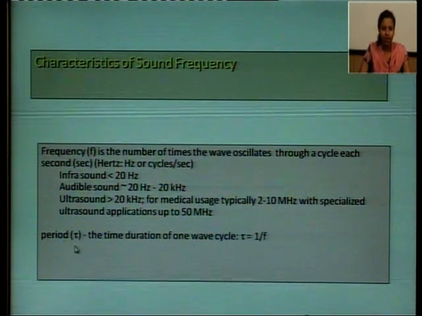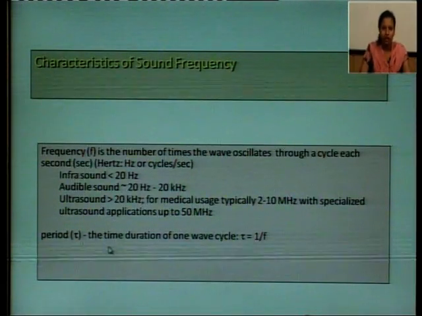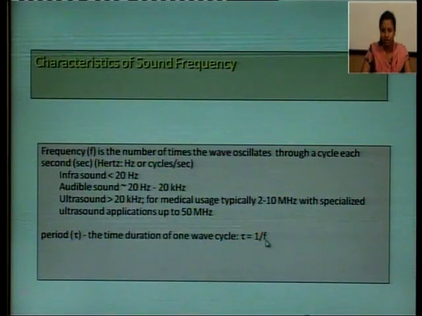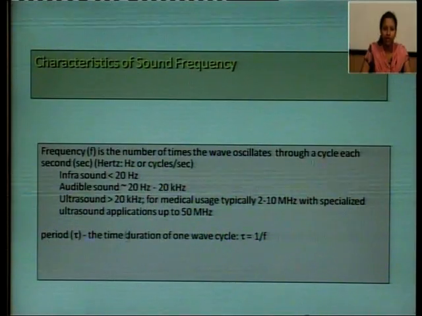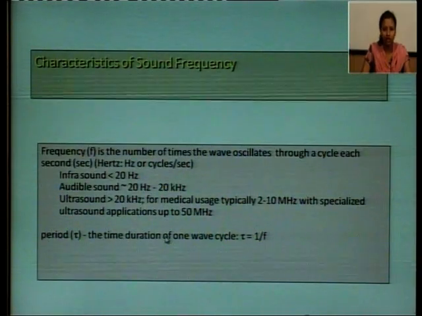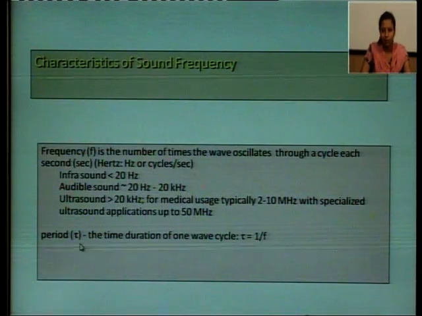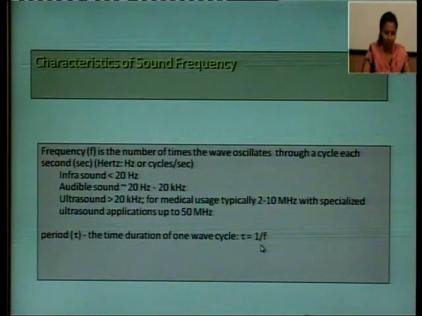Next definition is time period. It is denoted by capital T or tau. It is the time duration of one wave cycle, and it is the reciprocal of frequency. So, the time taken to complete one whole cycle is called the time period. Time period is the reciprocal of frequency.